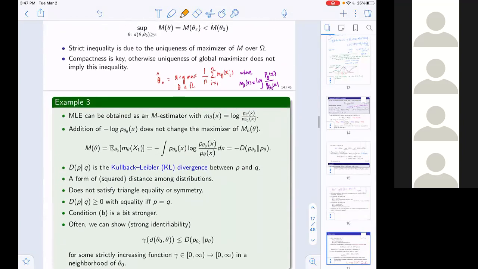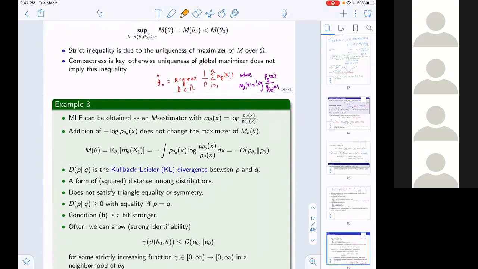So I'm going to focus on the second condition, which is saying that the true parameter is the unique maximizer of m theta. To compute m theta, I have to take an expectation of this under the true parameter. If we do this, this would give me this integral. Just plug this in here. And when I take the expectation under theta naught, I have to take the integral with respect to this density.